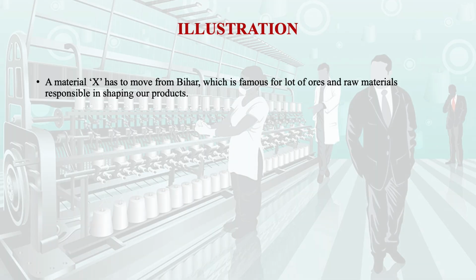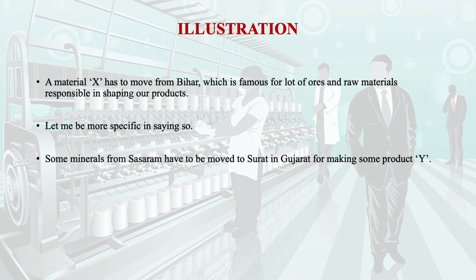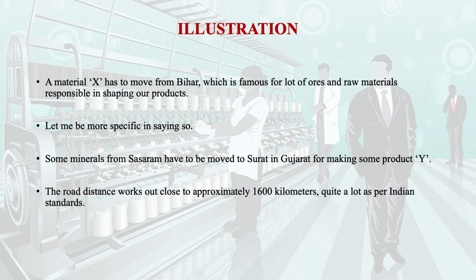Suppose a material X has to move from Bihar, which is famous for a lot of ores and raw materials responsible in shaping our products. Let me be more specific: some minerals from Sasaram have to be moved to Surat in Gujarat for making some product Y. The road distance works out to approximately 1600 kilometers, quite a lot by Indian standards.